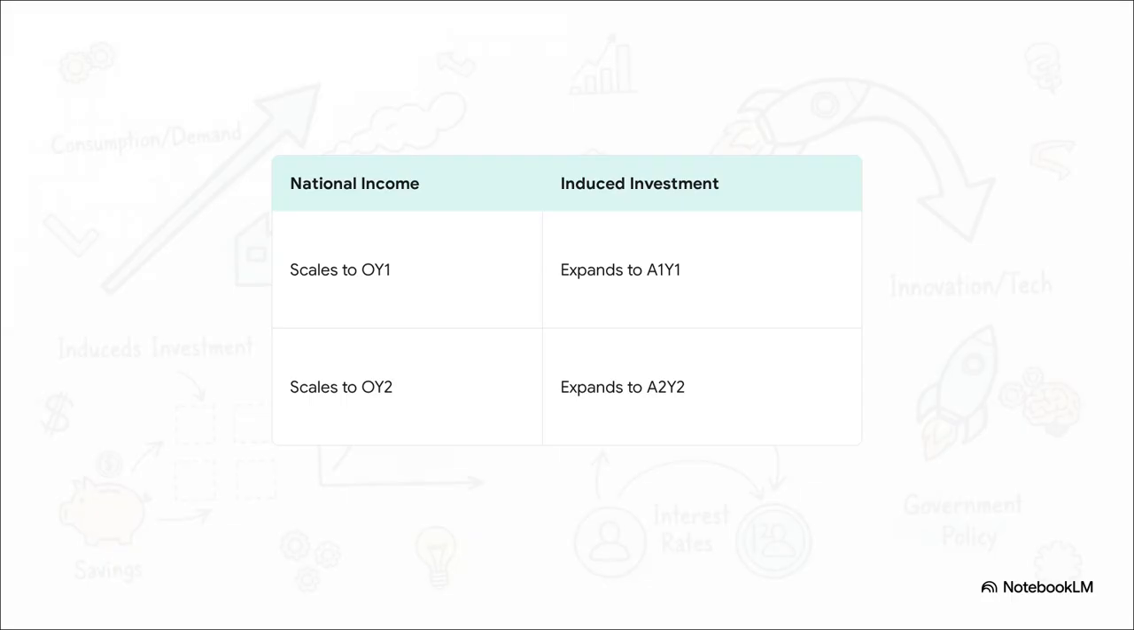If you were to map this relationship out, you'd always see a positive upward slope. Why? Simply because there's a positive functional relationship between income and investment. Imagine national income scaling up from OY1 to OY2. Induced investment reacts instantly, expanding right along with it from A1Y1 to A2Y2. The more income there is, the more induced investment happens. It is a direct, aggressive climb.